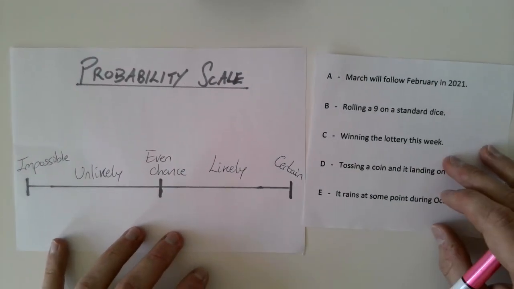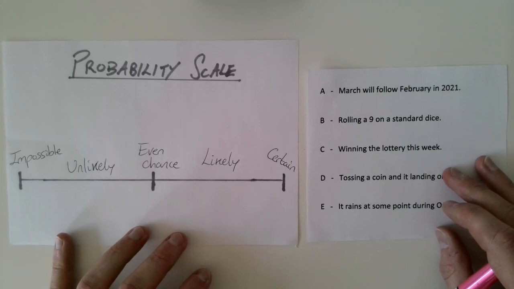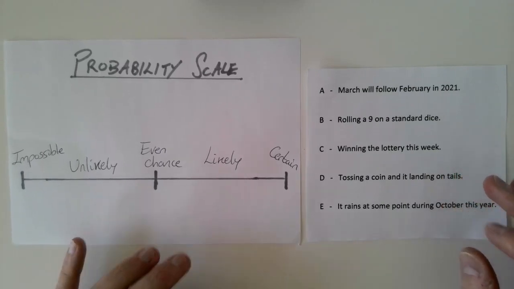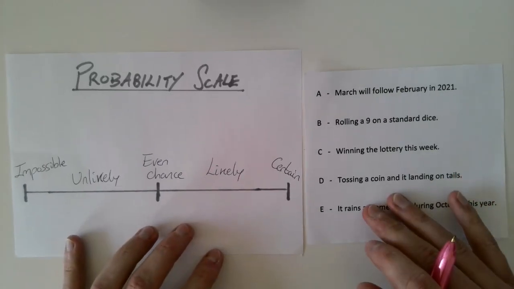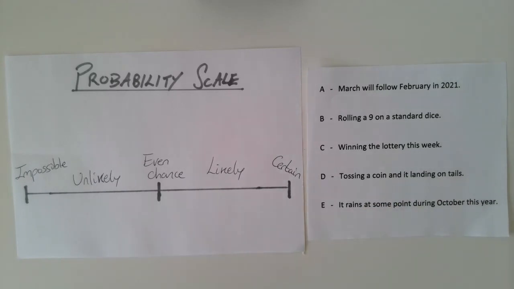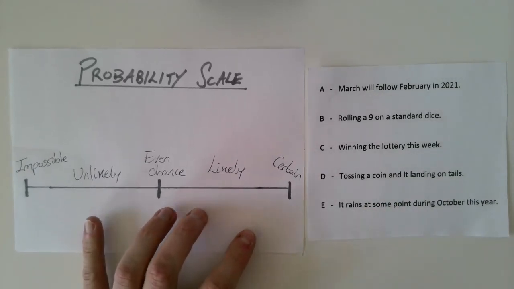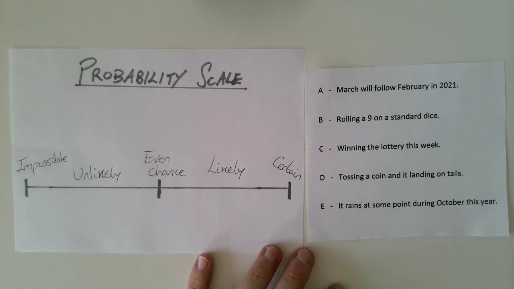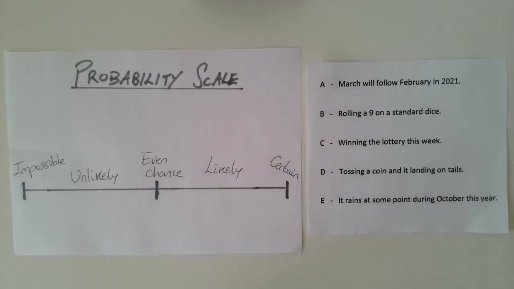Okay, I've got 5 events here, A, B, C, D and E, so I'll just read through them really quickly. Event A is that March will follow February in 2021. Event B is rolling a 9 on a standard dice. Event C is winning the lottery this week. Event D is tossing a coin and it landing on tails. And event E is that it rains at some point during October this year.